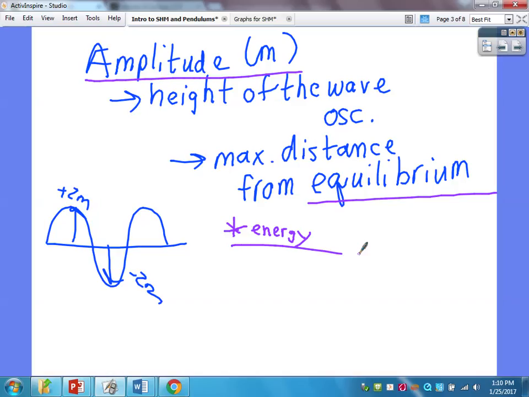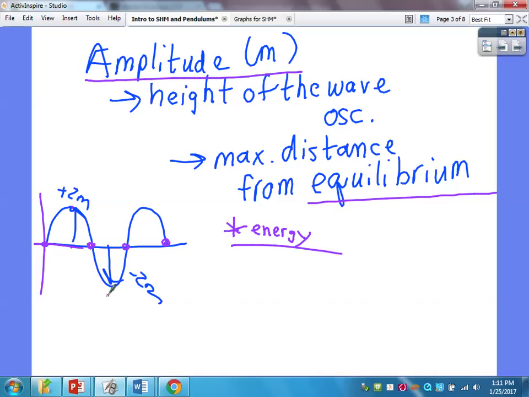We have to identify it on a graph. If I give you a wave diagram, you have to go, all right, here's the equilibrium. This is equilibrium, this is equilibrium, this is equilibrium. One amplitude is from the equilibrium all the way up to the top, or the depth of the wave. It doesn't matter, they're the same thing. We don't do waves that have different amplitudes for their crest and their trough. Crest being the top of the wave, trough being the bottom of the wave. They're going to be equal on both sides. I've never seen one where they don't come out equal on both sides.